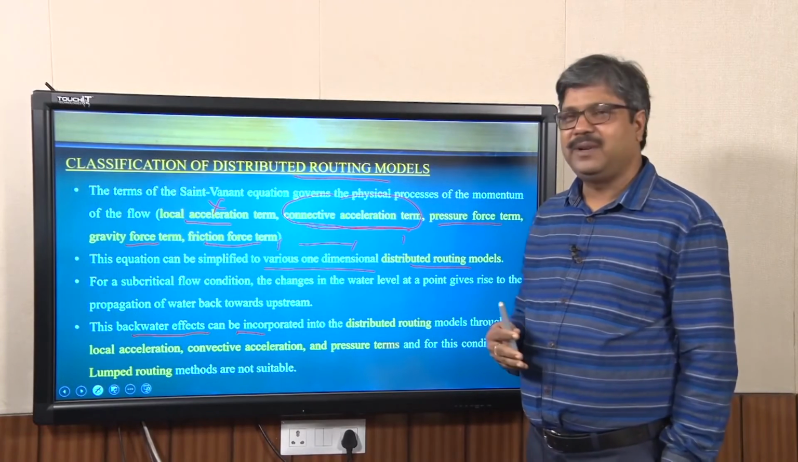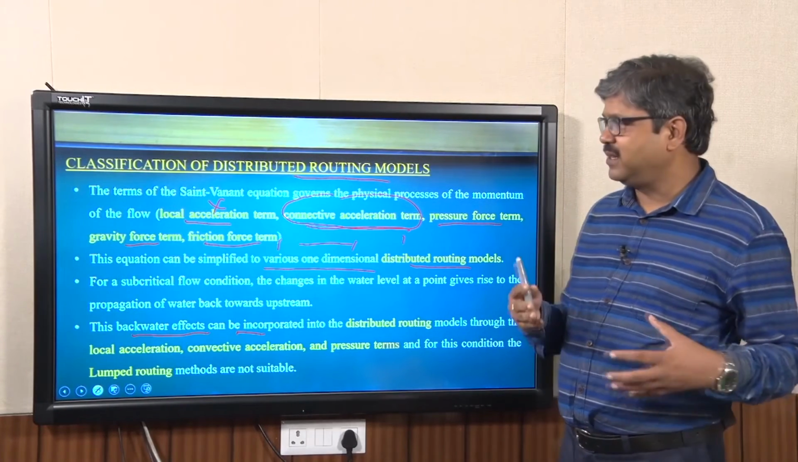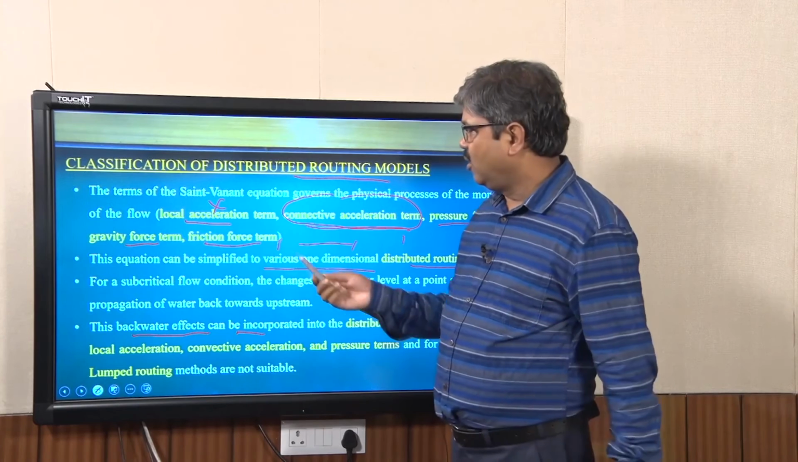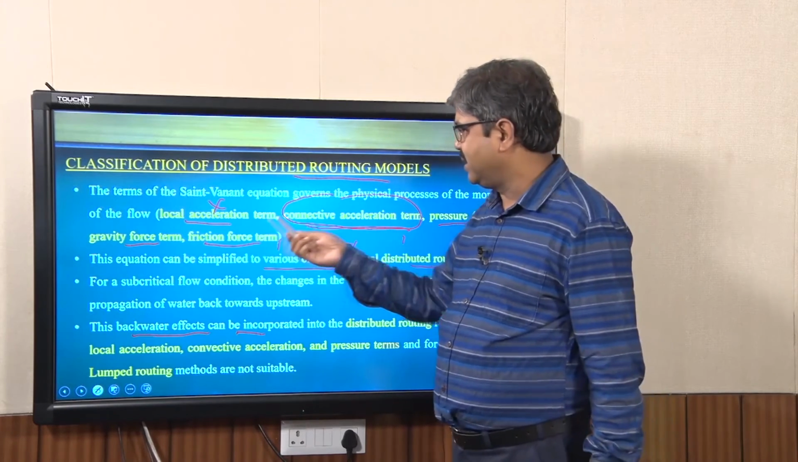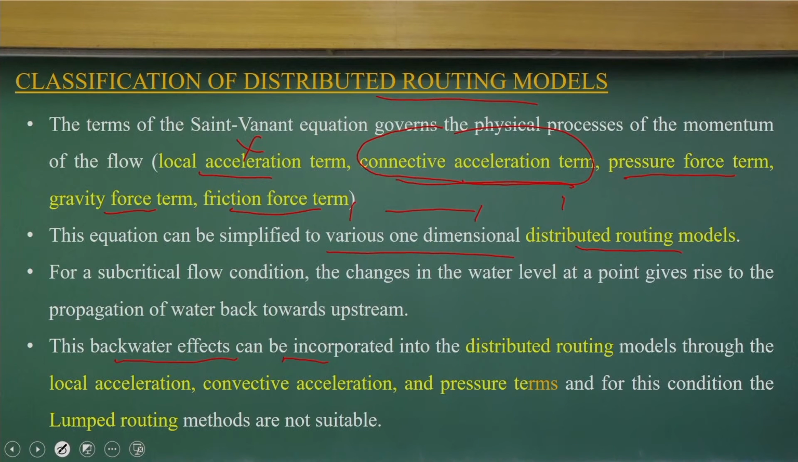Basically, when you look at the Saint-Venant equations, the classification means we look at all the terms, like local acceleration, convective acceleration, the pressure force terms, the gravity force and friction force terms, and see which are the dominant and significant components. For example, in the case of steady flow, the local acceleration term will not be that significant, so we can drop that part and consider the other four terms.